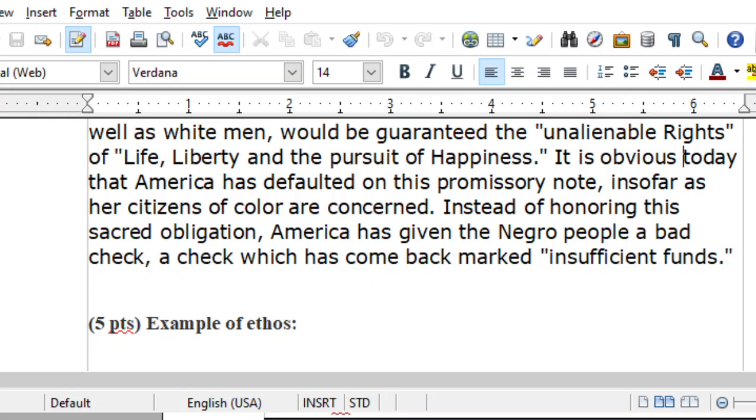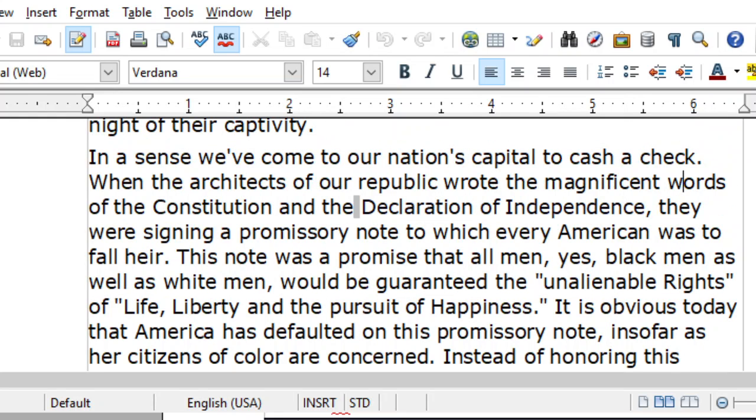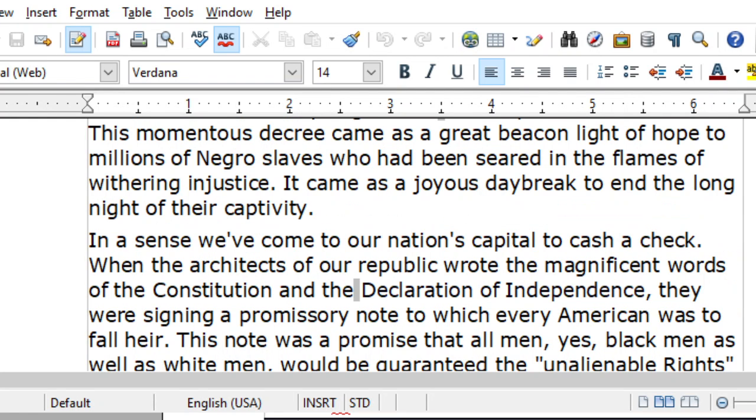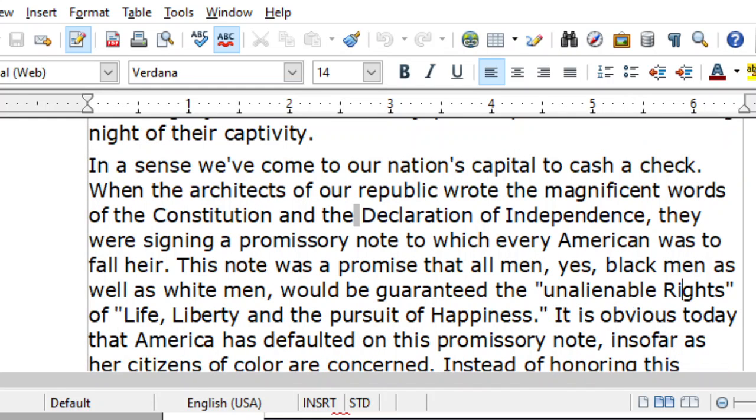All right, so for 5 points, you need to tell me the example of ethos. Dr. King, in these two paragraphs, used ethos. Just give me one example of ethos that he used. I just want one example.